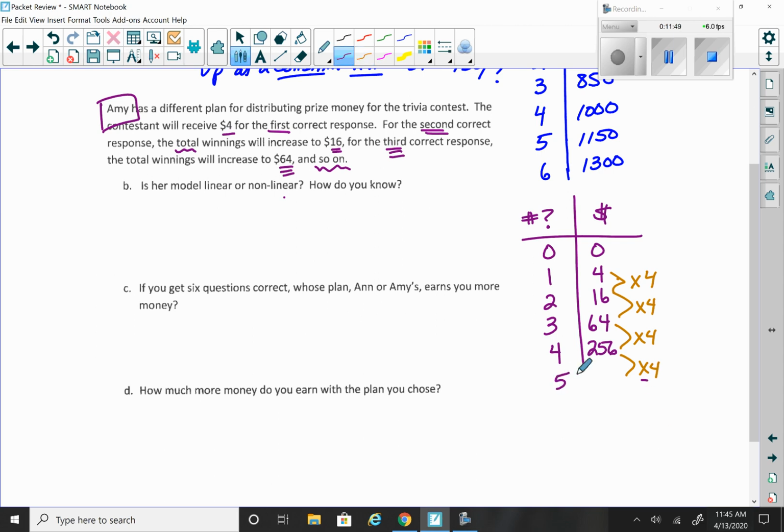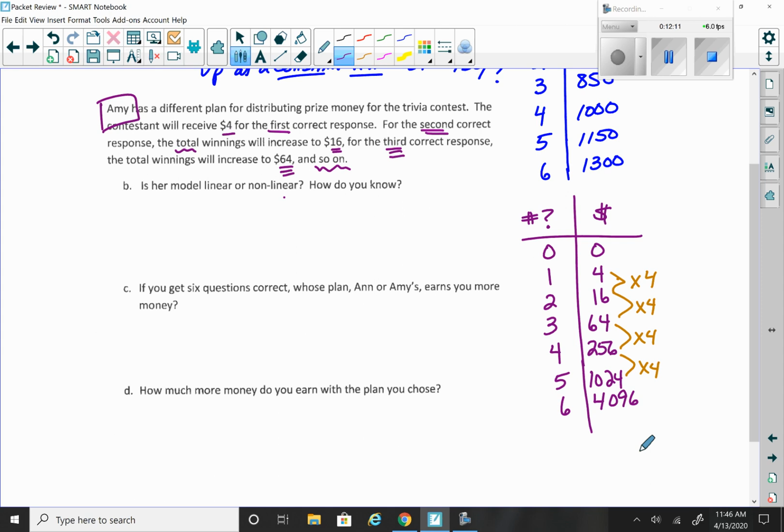So 5 questions correct. 256 times 4, that's over $1,000. That's 1,024. Again, using your calculator to help you out there. And then finally, if I take 1,024 and multiply that by 4, I'm going to get 4,096. And again, it'll keep going at that same pattern.